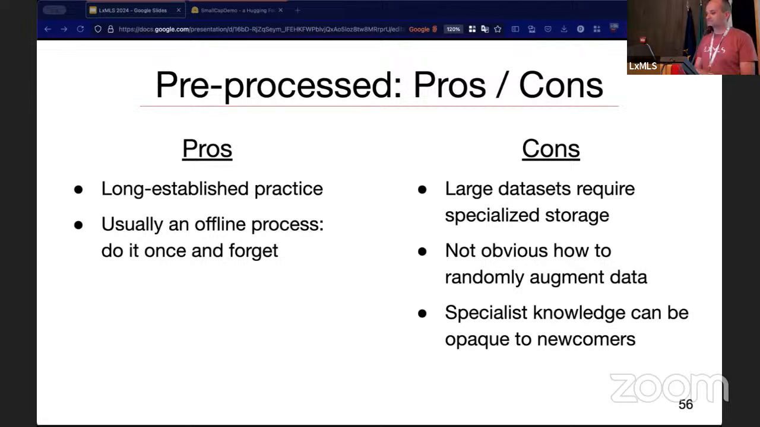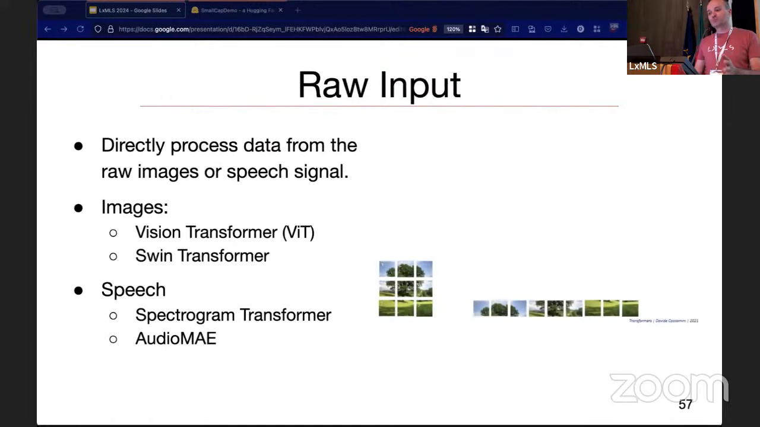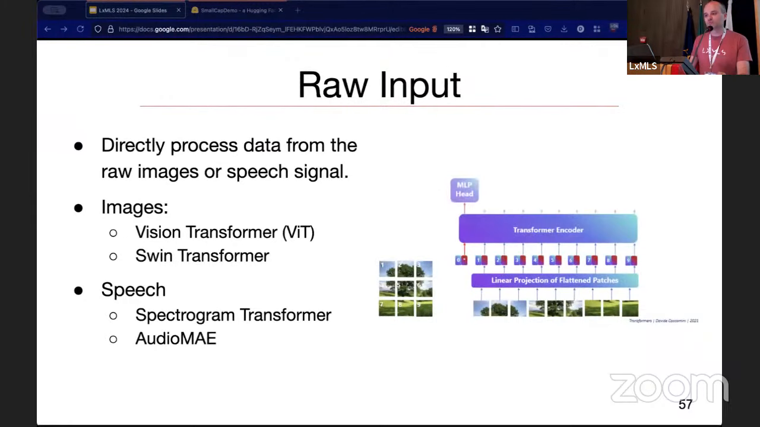Some of the specialist knowledge was a bit opaque to newcomers, and that's why I've tried to give you examples taken directly from scientific papers and relating them to where this occurs within the model. Moving on, more recently, we have this idea of working with raw input.